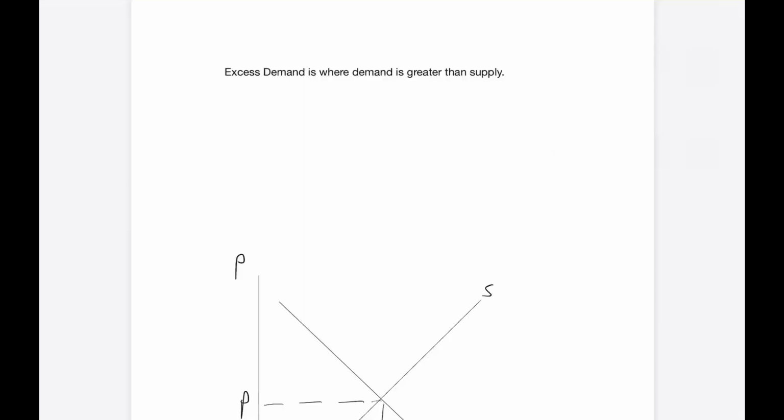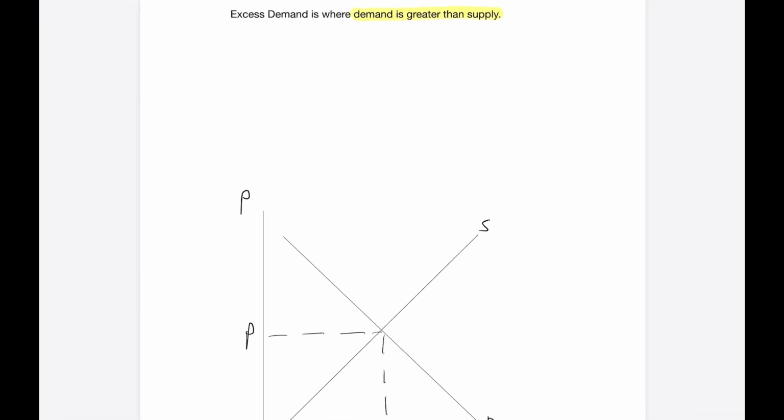In this video, I am going to explain the concept of excess demand. So let's begin with a definition of excess demand. Excess demand is where demand is greater than supply. Let's have a look at this on a diagram.